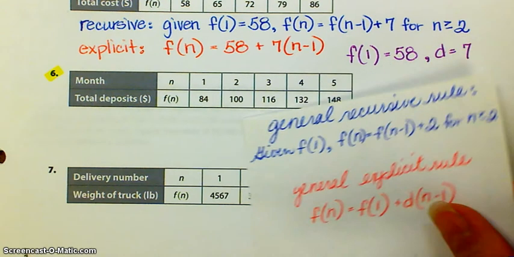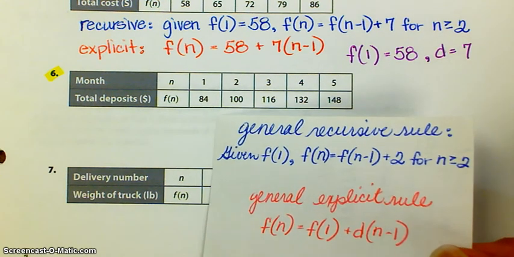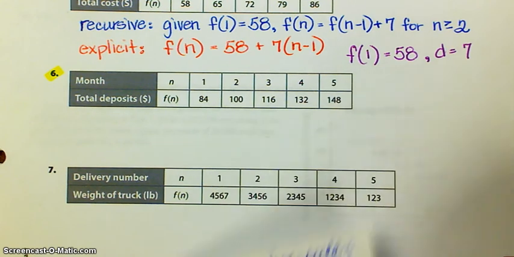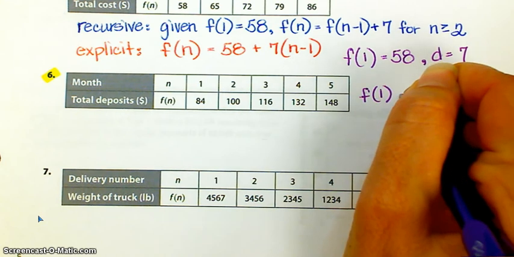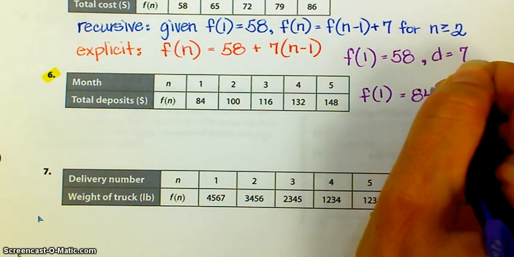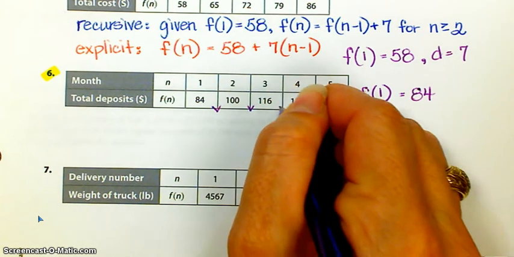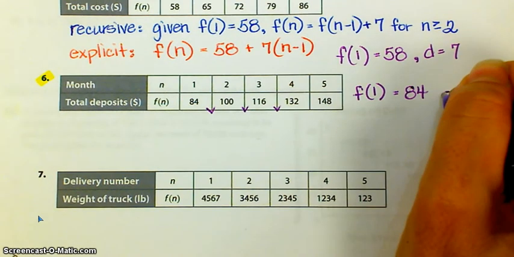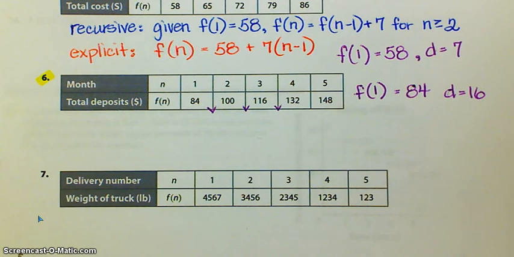All right, again, I have my little handy-dandy index card showing me the format for the general recursive rule and general explicit rule, because I'm asked to write a recursive and an explicit rule for both of these. So first of all, I'll do this in the right order this time. My f of 1, my first value, is 84. Looks like the common difference is going to be 16. So d equals 16.